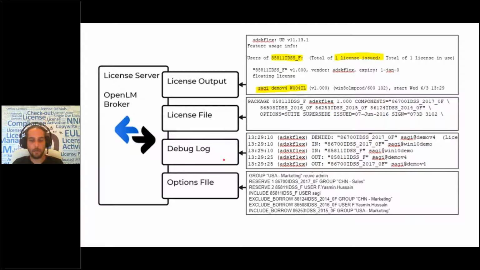Now also the debug log. Debug log is something that the license manager just outputs. It just writes to the debug log. It says who got a license, from where, when was it put back, if the user got denied, and so on. So this is also taken into the OpenLM system.